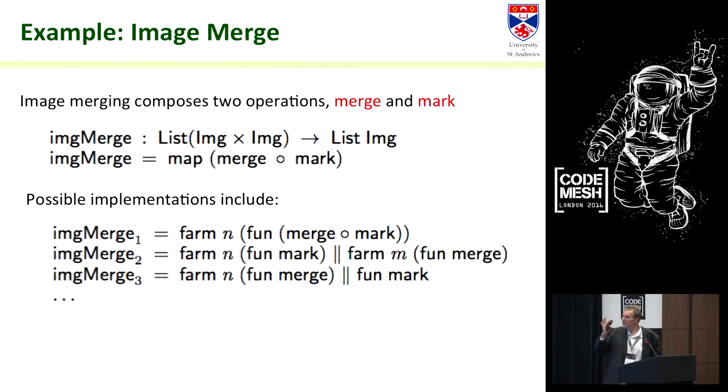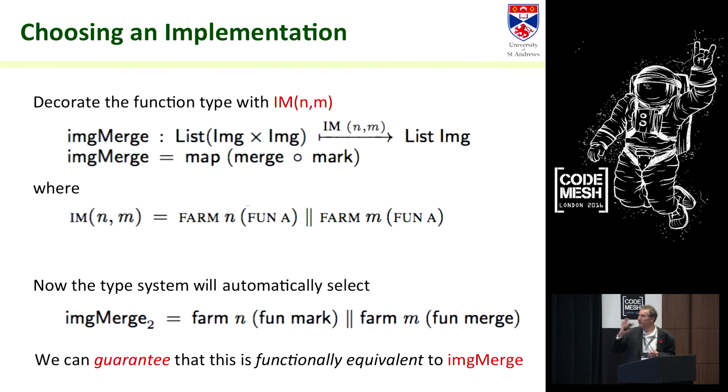Neat. Little example, image merge. What image merge does, it takes a list of pairs of images and gives us back a merged one. Two operations, merge and a mark, so I'm using composition here, sequential composition. There are lots of implementations of that, including farming the entire thing, so where you've got a sequential execution of the merge and the mark. You could pipeline the mark with a farm. You could pipeline a farm on the merge with the mark. Lots and lots of alternative parallel implementations from this very simple definition. How do we choose one?